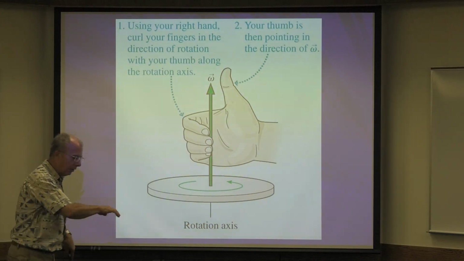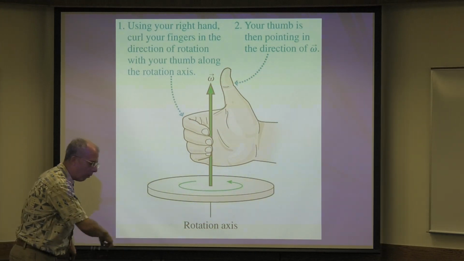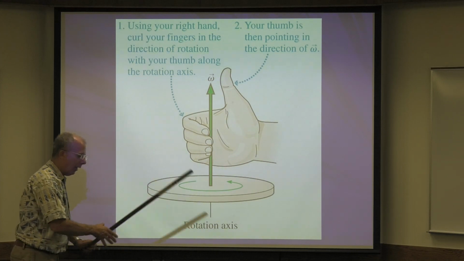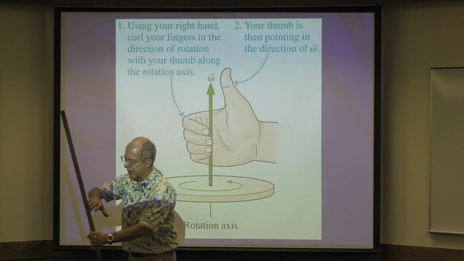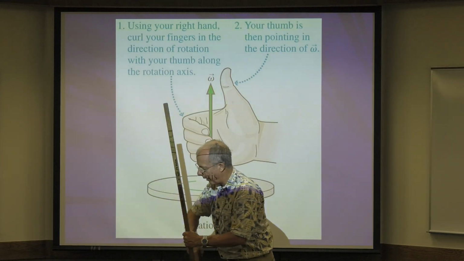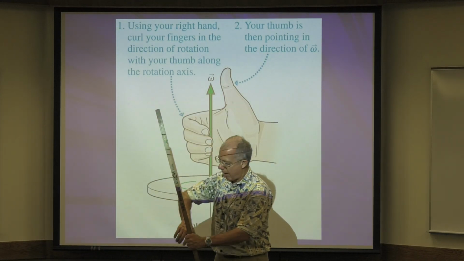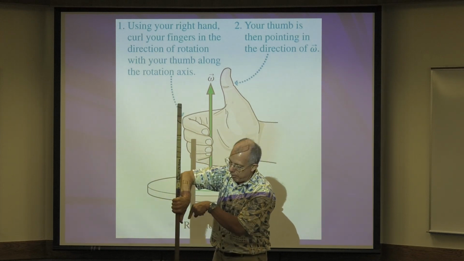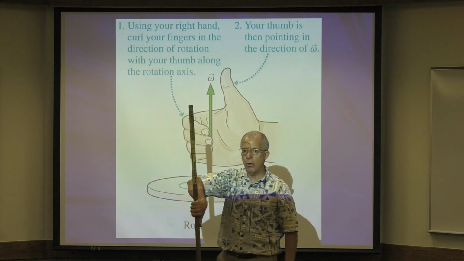Okay, let's say I had a turntable rotating clockwise. So now this is the direction of rotation. Then here's my axis. Now I have to grab it like this. So it's clockwise, and I grab it like this because my fingers are in the direction of rotation. My thumb now points down. So omega would point down.